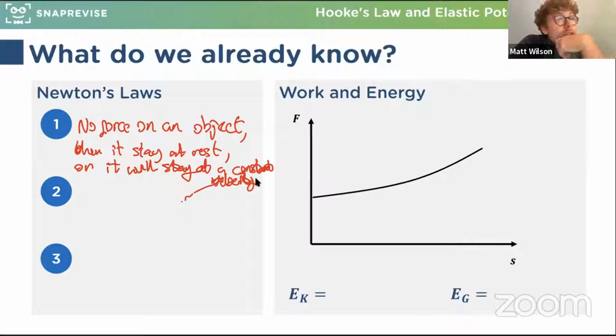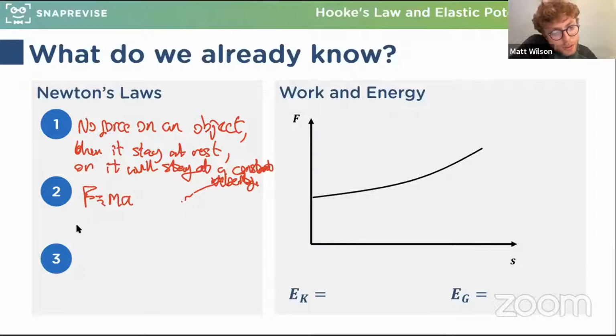Okay, so let's talk about the second law now. The second law is an equation. Yeah, perfect. The second law is F equals ma. And this second law actually implies the first law. So why does it imply the first law?